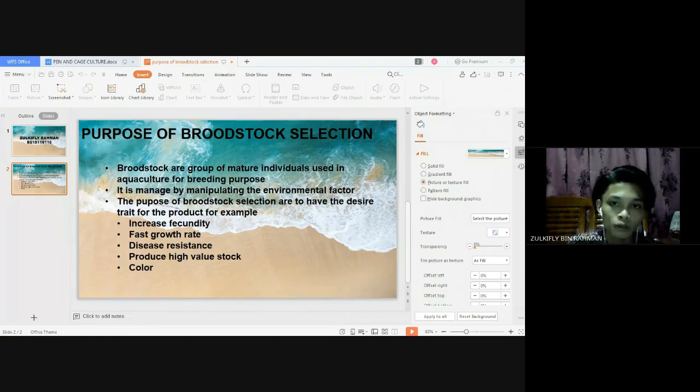The purpose of broodstock selection is to have the desired trait for the product. For example, increase in fecundity. Broodstock with a high rate of fecundity will help to increase the number of eggs spawned, which also could help to increase the number of products that will be produced. A good broodstock should also have a fast growth rate. This will help to minimize the time the fish have to be kept in captivity before it is sold in the market.